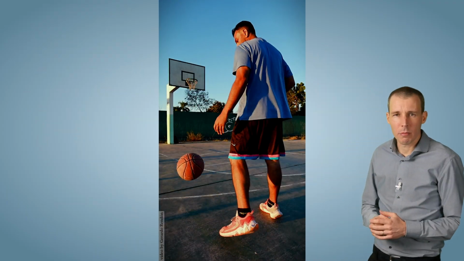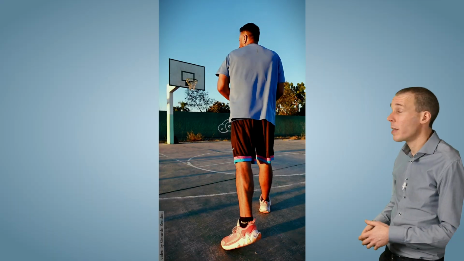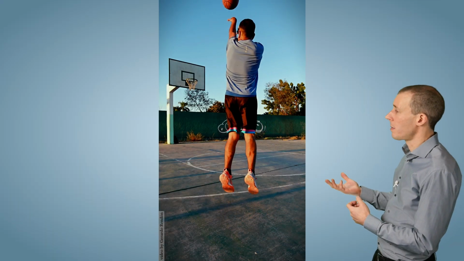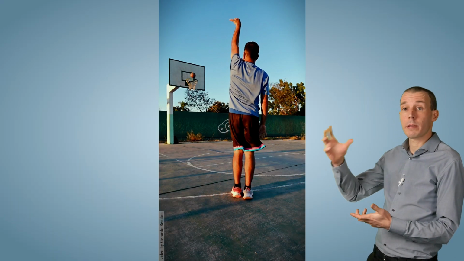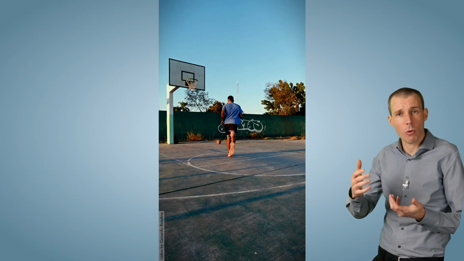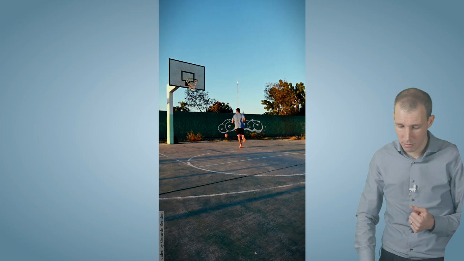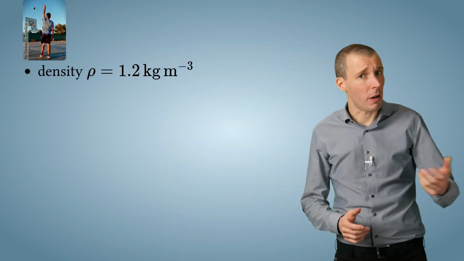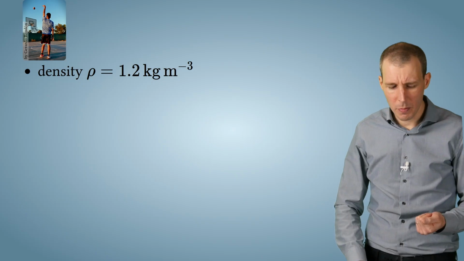Let's take another example. Take a basketball in your hand and throw it into the net. The basketball moves through the air. What is the Reynolds number of the air around the basketball during the throw? Well, the density of the air outside, 1.2 kilograms per meter cube.